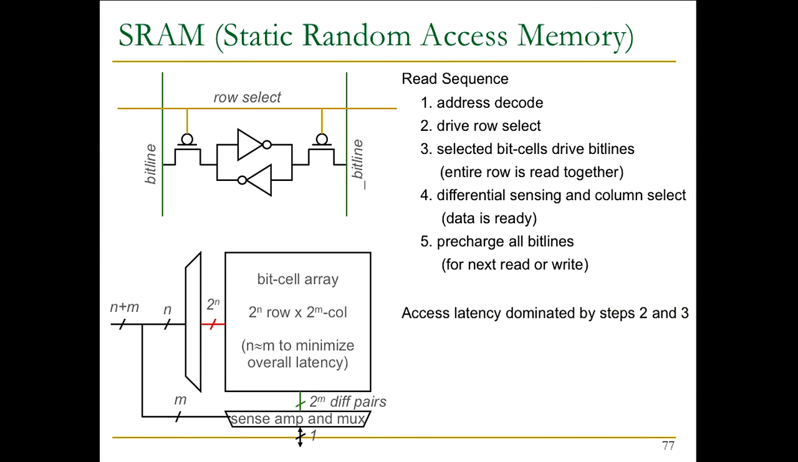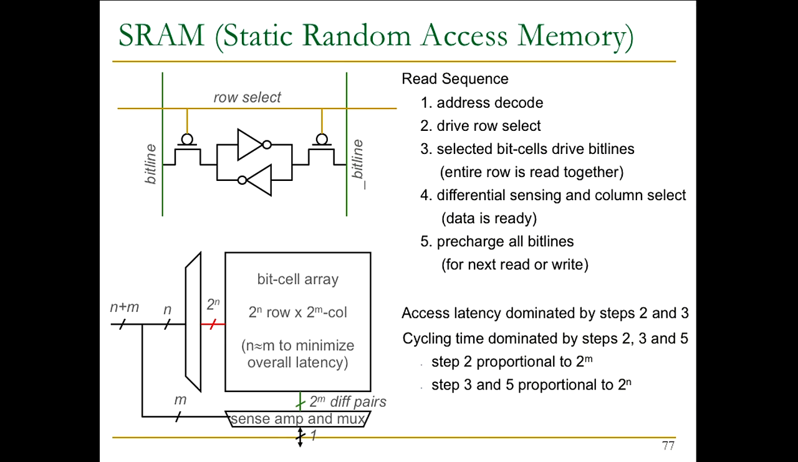So access latency is really dominated by driving the row select signal through the word line, and also the third one, bit lines being driven vertically. So it's really the rows being driven and the bit lines being driven. Access latency is dominated by 2 and 3. Cycling time, which is a property of memory, is basically when can you start the next access? You have one access and you have another access. When can you start the next access? That's called the row cycling time or cycling time. It's dominated by 2, 3, and 5, basically. You have word line driving, bit line driving, and pre-charging.